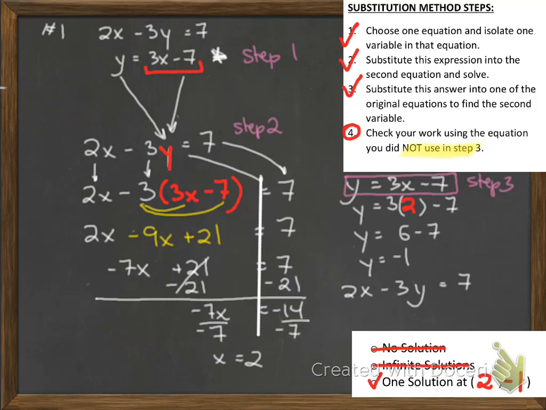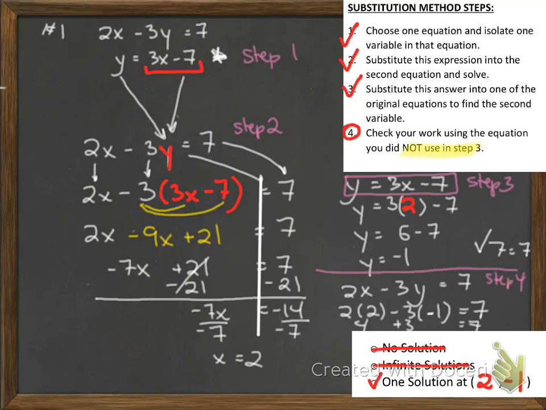So we found that x is 2, and we found out that y is negative 1. So 2 times 2 is 4. Negative 3 times negative 1 is positive 3. 4 plus 3 is 7. So we end up with a statement that says 7 equals 7. Again, I kind of ran out of room here, but this is step 4, where I checked my work. And because I got a mathematically true statement, it checks out, and I can be confident that the solution really is 2, negative 1, or x equals 2, y equals negative 1. Okay, let's do another problem.